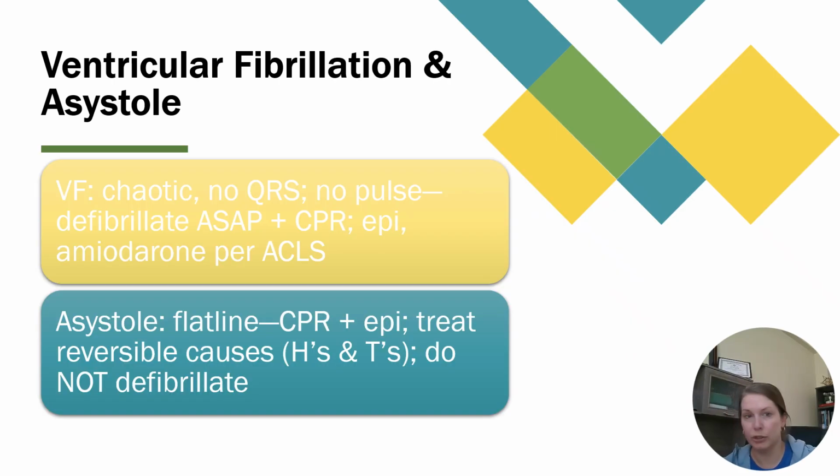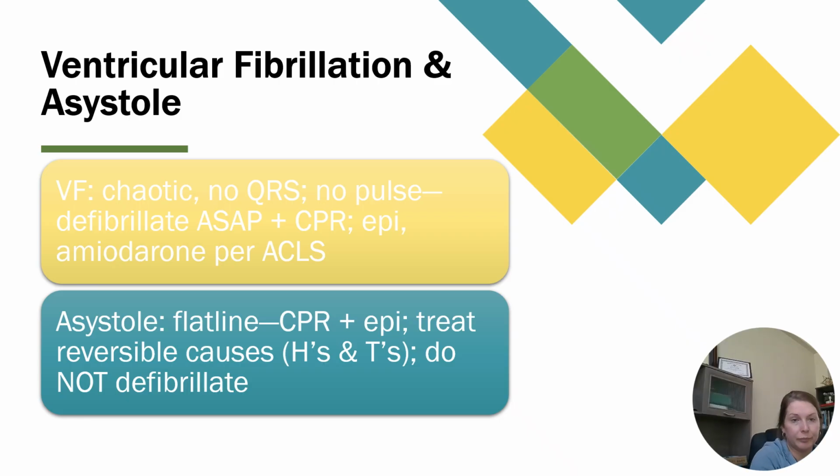Alrighty, moving on to ventricular fibrillation and asystole. With VFib, we talked about how the ventricles are just kind of quivering. There's no organized motion. So it's a chaotic rhythm with no QRS. There will be no pulse, and we want to defibrillate ASAP like we would with the pulseless VTAC.